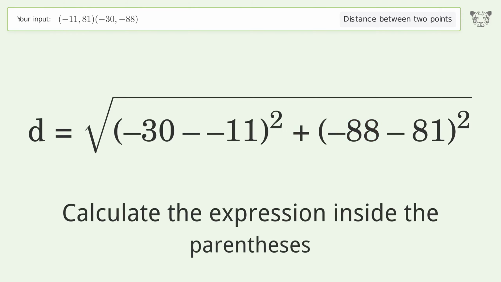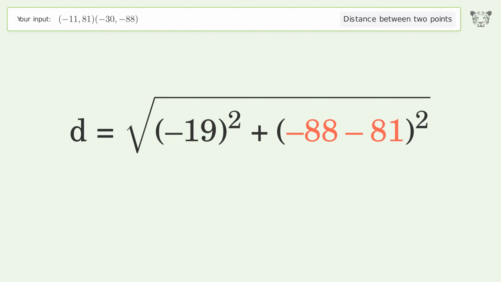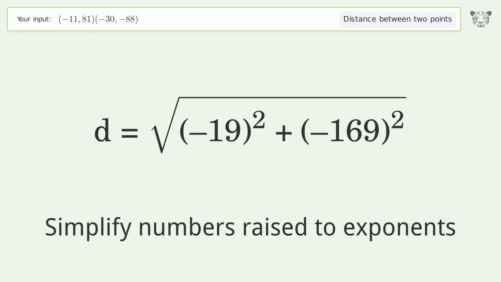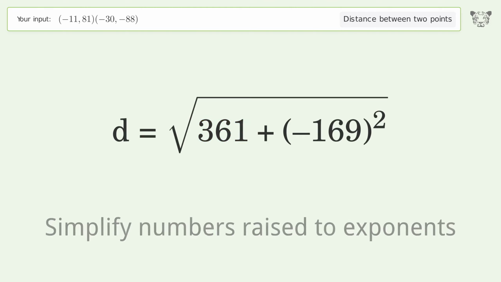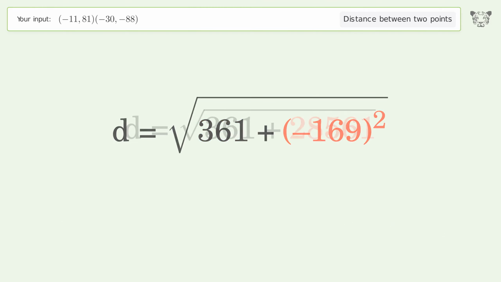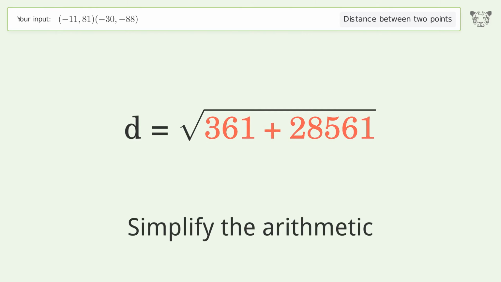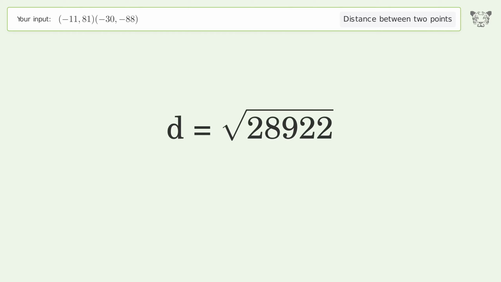Calculate the expression inside the parentheses. Simplify numbers raised to exponents. Simplify the arithmetic. And so the distance between the 2 points is the square root of 28,922, or 170.065.